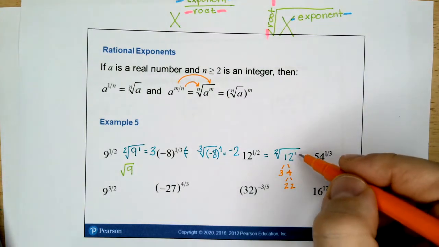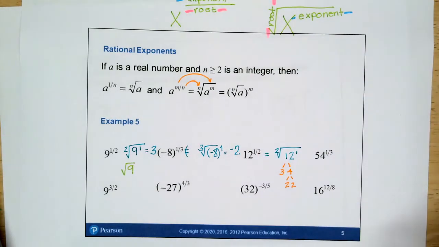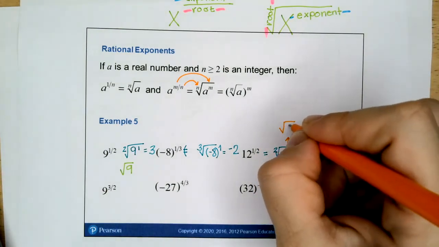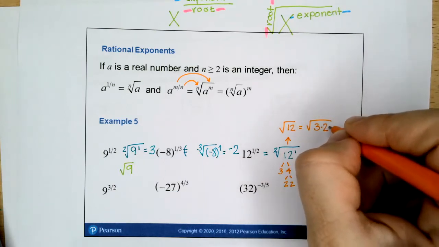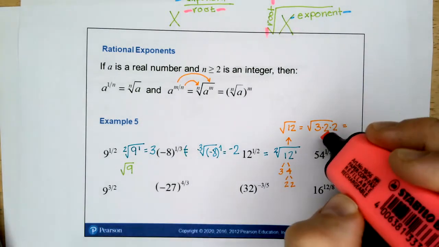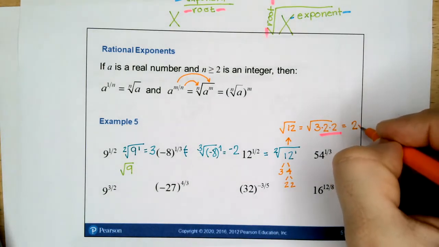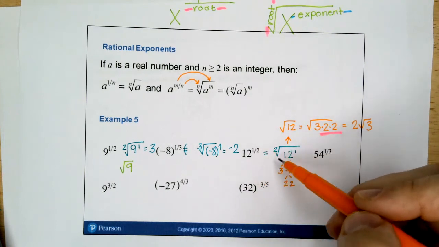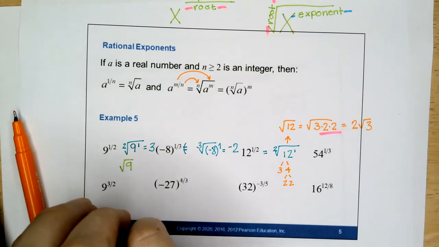So I can actually change the square root of 12 to, where should I write this? Right up here. All right, the square root of 12 can become the square root of 3 times 2 times 2, which can become, the 2's come out, right? 2 square root 3. And you can check that in your calculator. So for this answer, I'm going to say the final answer is 2 times the square root of 3.